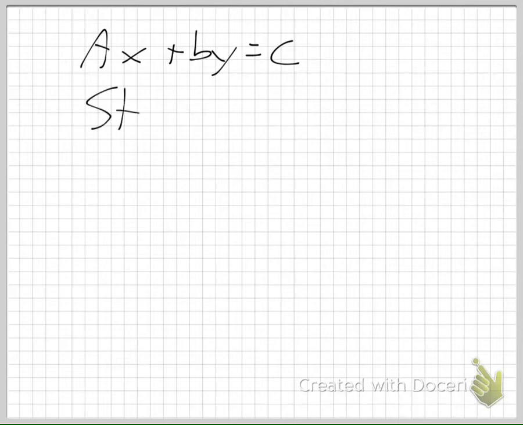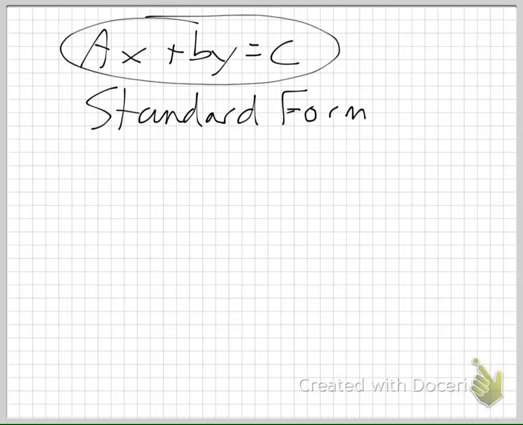Linear equations are often written in the form, this is very important, ax plus by equals c. This is called the standard form of a linear equation. This is the standard form. You will need to know this by heart. Ax plus by equals c is standard form. You should write this down right now. That's standard form. You will need to know that. Okay?